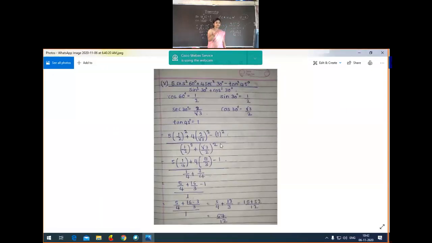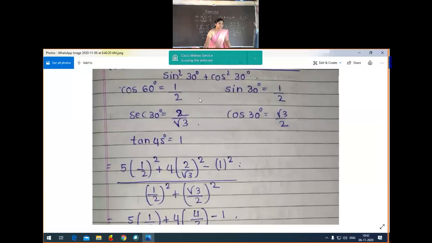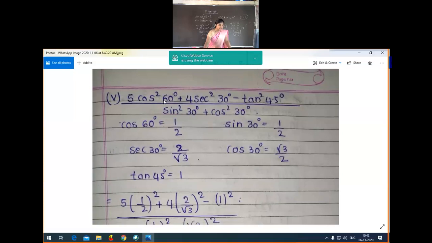See, the 4th and 5th question expressions are a little bit large. Remaining are the same problem. So here, the 5th question expression is: 5 cos square 60 degree plus 4 secant square 30 degree minus tan square 45 degree, divided by sin square 30 degree plus cos square 30 degree. Okay, now list out the data. Cos 60 is 1 by 2, sin 30 is 1 by 2, secant 30 is 2 by root 3, cos 30 is root 3 by 2, tan 45 degree is 1.